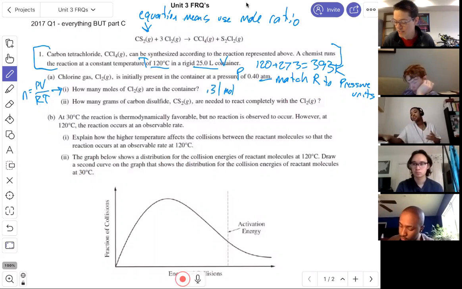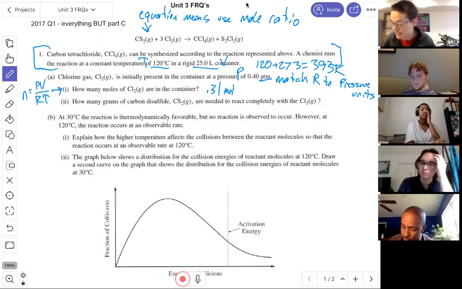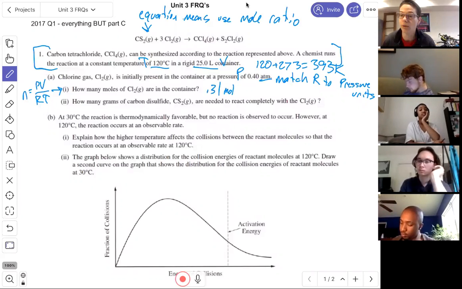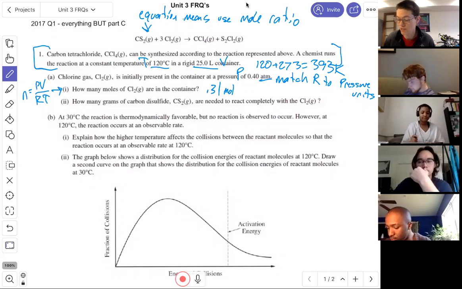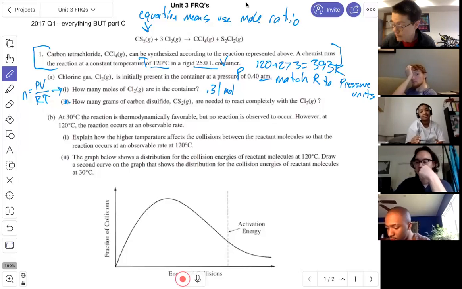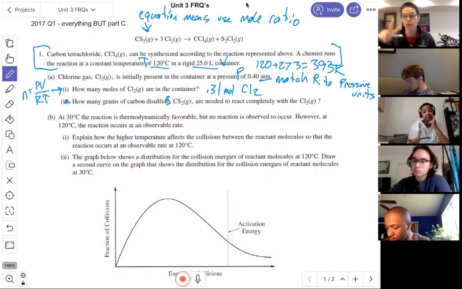So the second question says, how many grams of carbon disulfide are needed to react completely with that chlorine? Stoichiometry. Okay. All right, we said equation means we're going to use the mole ratio. This is the question where you use the mole ratio. So you've got moles of chlorine, and I need grams of carbon disulfide. So 2-step problem.